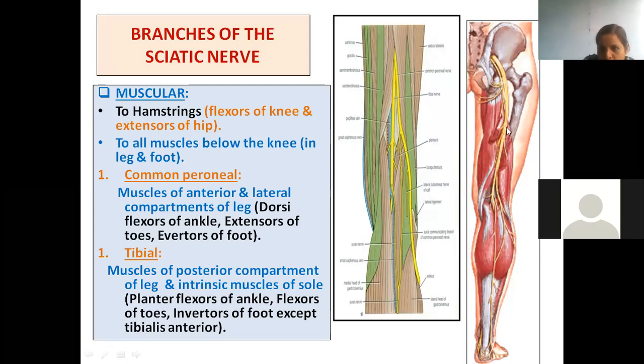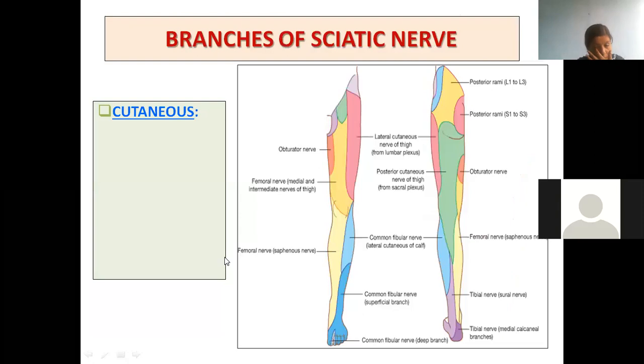This whole thing is the sciatic nerve, this is the popliteal fossa, this is the tibial nerve which supplies the posterior compartment of the leg. This is the common peroneal nerve which is going on the lateral aspect of the leg. So muscles of the anterior and lateral compartment of the leg are supplied by the common peroneal. Muscles of the posterior compartment of the leg and intrinsic muscles of the sole are supplied by the tibial nerve. Okay. Then let us see the branches of the sciatic nerve.